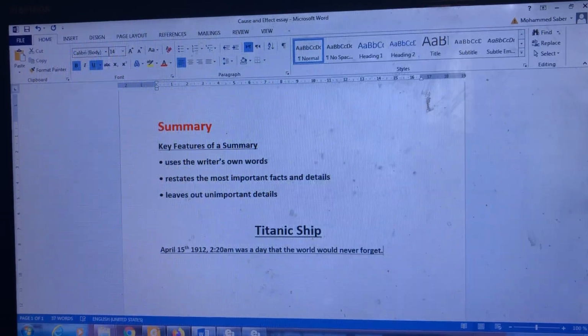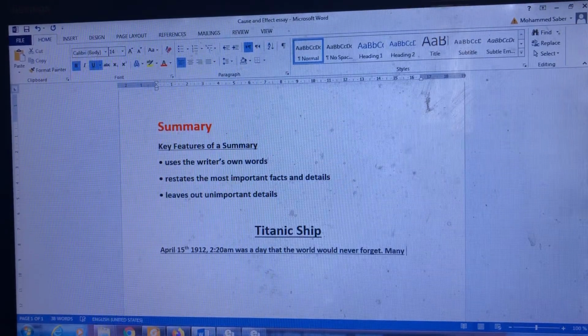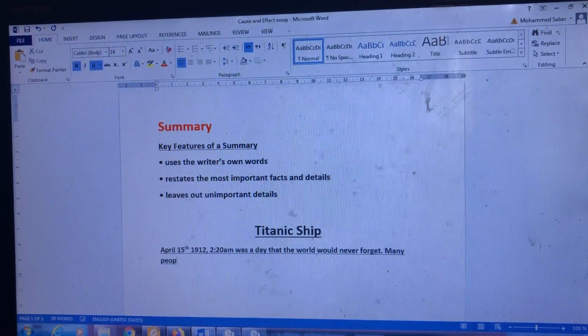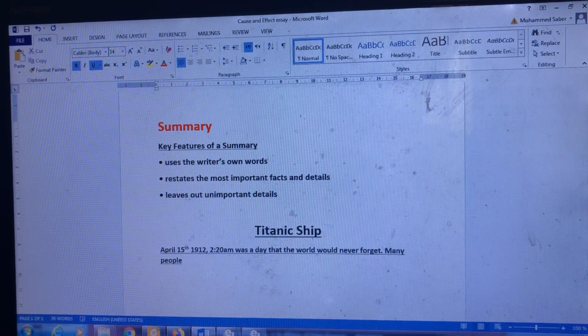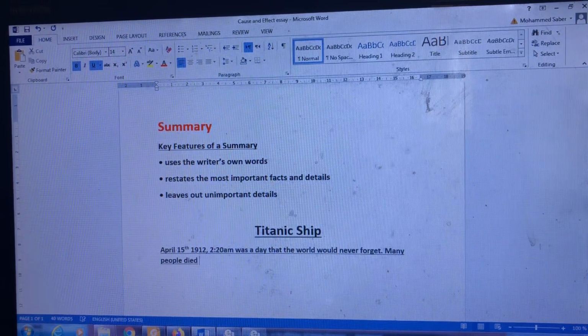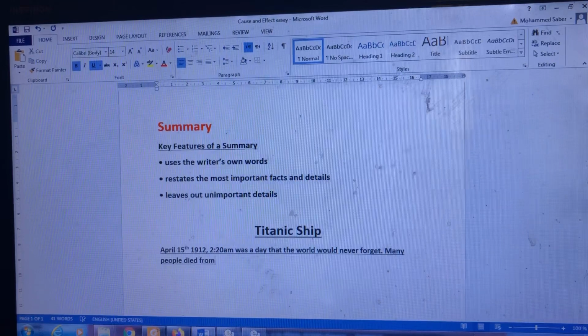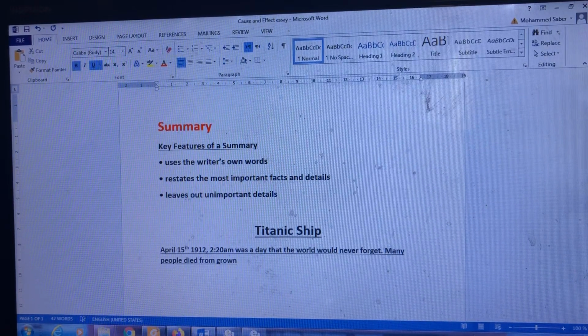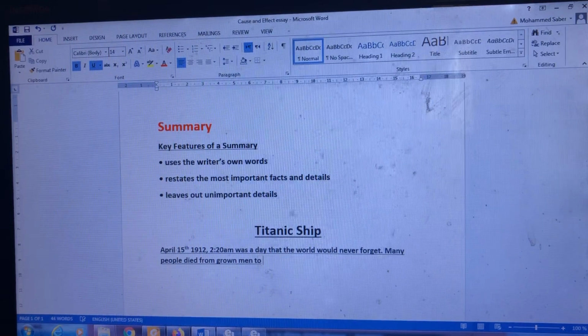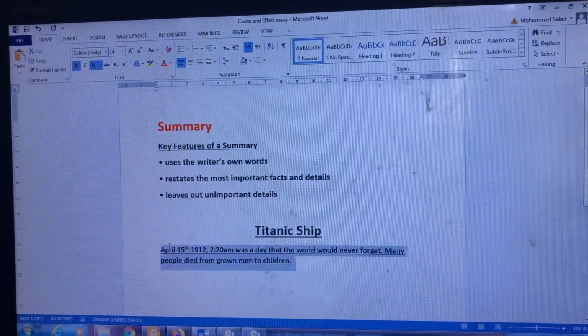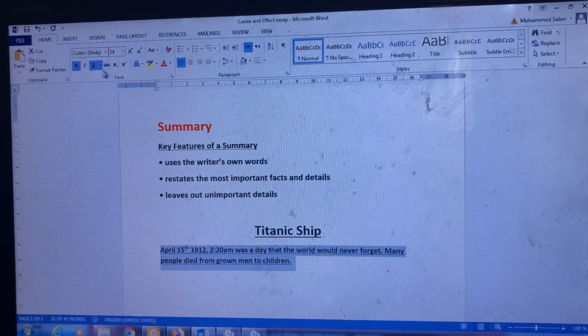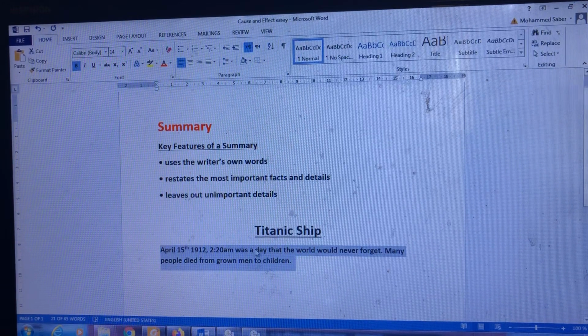Okay, I can write, for example, many people died, from grown men to children. Yeah, like this. So you can write more sentences about the story itself, but take care, do not put the unimportant information here. It's only the important information.